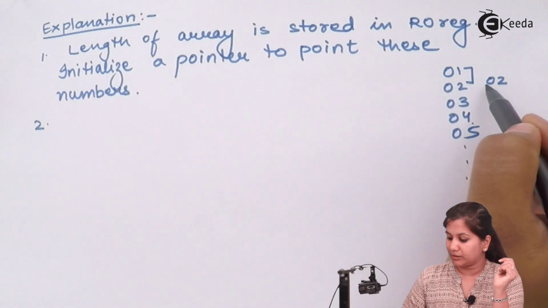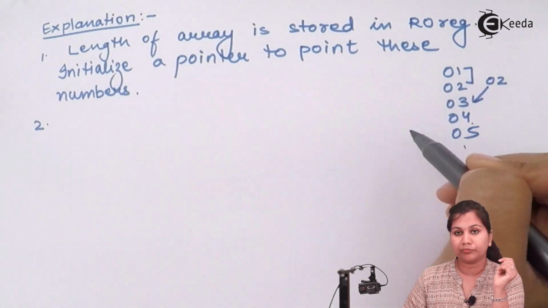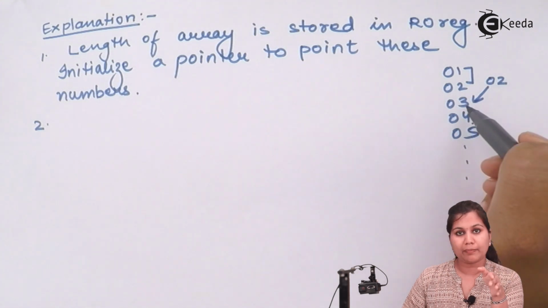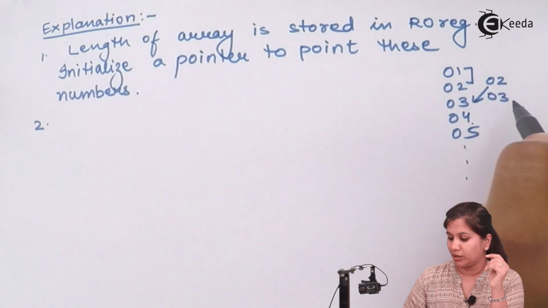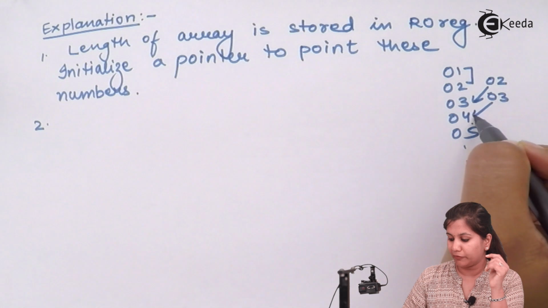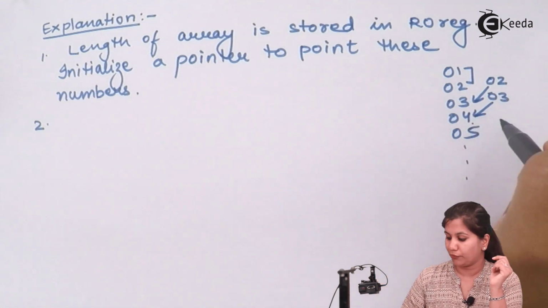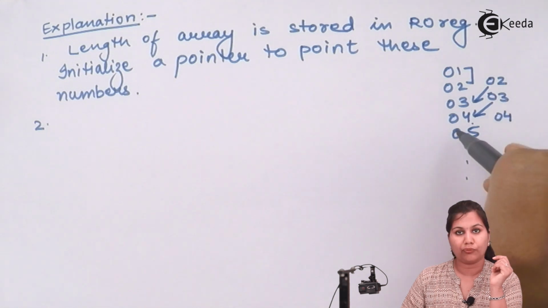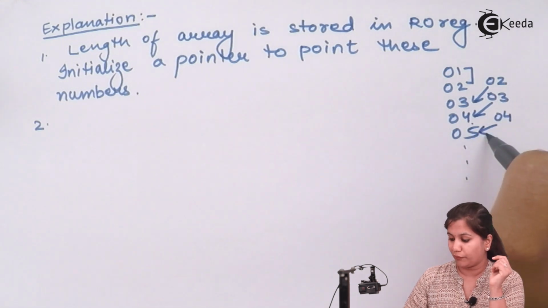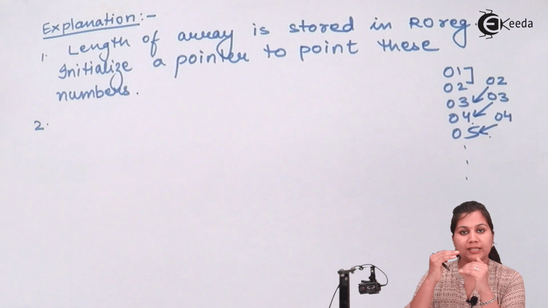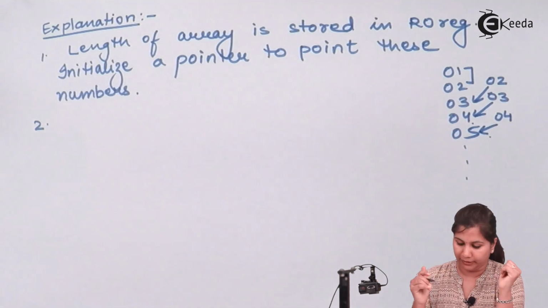Then we compare this with the third number. Out of these two, which is the maximum? 03. Now this number and the next number will be compared. Out of these, which is the maximum? 04. So the answer is 04. Now 04 and 05 will be compared. In this way the comparison will be made.